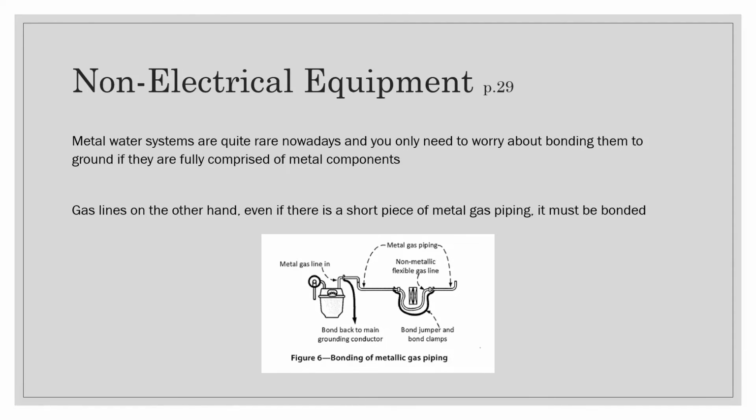Whereas with gas, sometimes they'll use a flexible non-metallic gas line. You'll see that quite often, but any metallic lines that are connected to that flexible non-metallic line need to be bonded. So you can see in this image here that it's bonded back to ground. There's continuity between this point, and then you have to provide a jumper where this flexible non-metallic gas line is used so that this becomes bonded to ground as well.